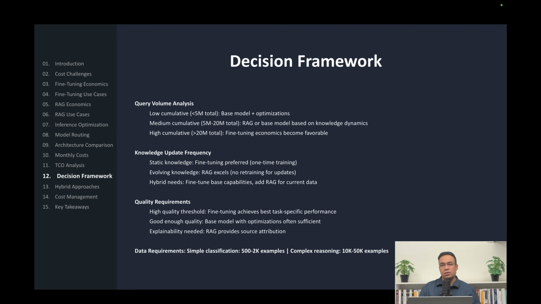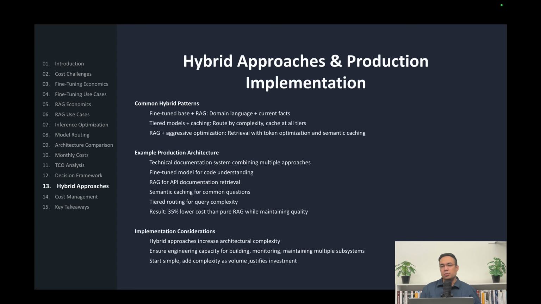Now, in practice, many production systems don't just use one approach. They use hybrid architectures that combine multiple strategies, so let's explore that. In my experience working with production systems, the most sophisticated architectures often combine multiple approaches rather than just focusing on one and sticking to it. So, let's cover some common patterns. The first pattern is fine-tune base plus RAG. You fine-tune a model for domain language understanding, teaching it medical terminology, legal language, or your company's internal jargon. Then you add RAG on top for current facts and data that change pretty frequently. This gives you the best of both worlds: efficient domain understanding from fine-tuning and up-to-date information from RAG.